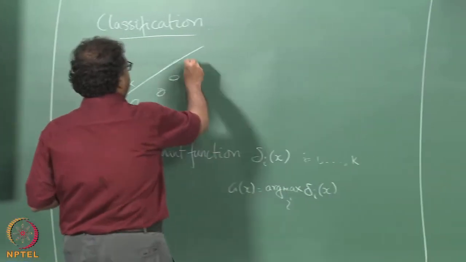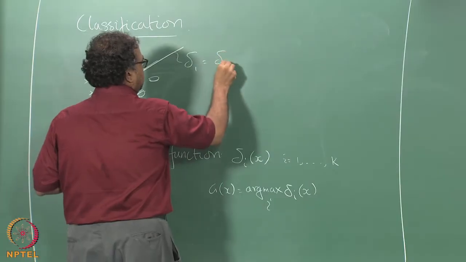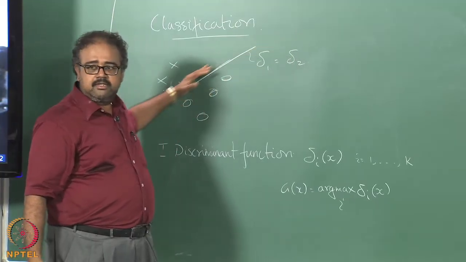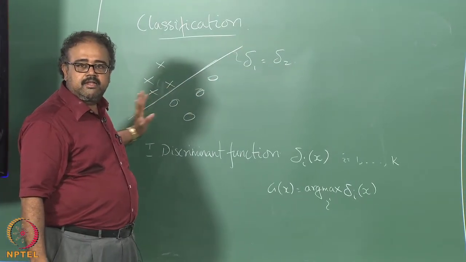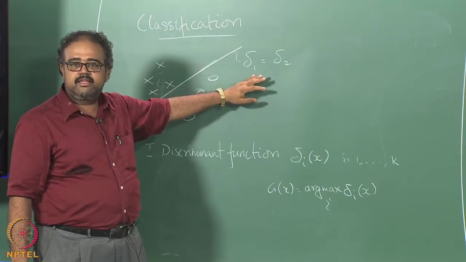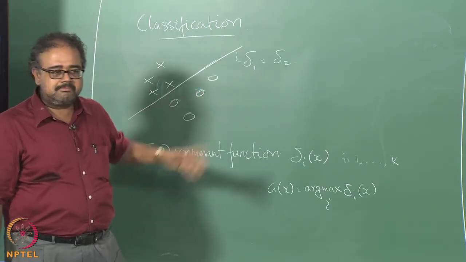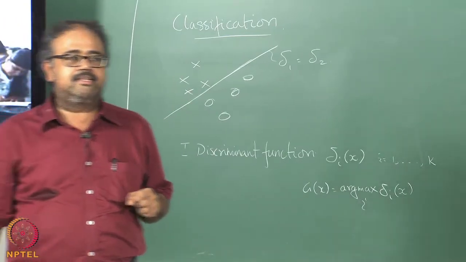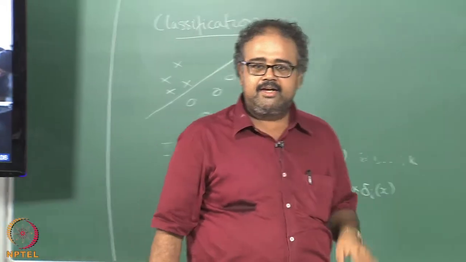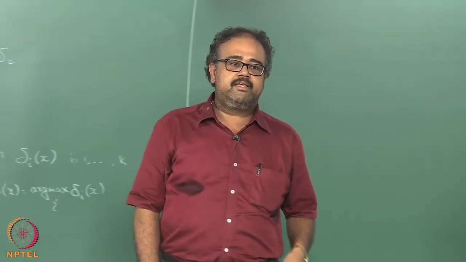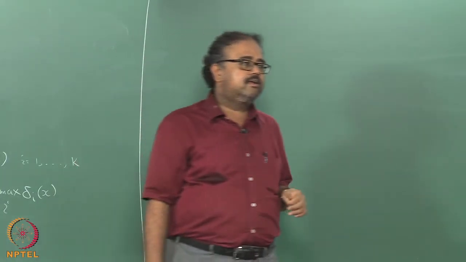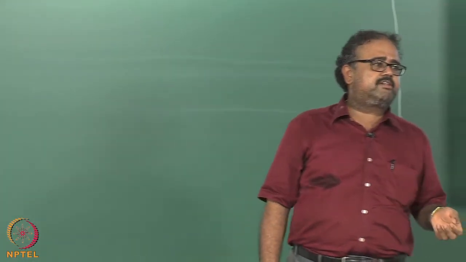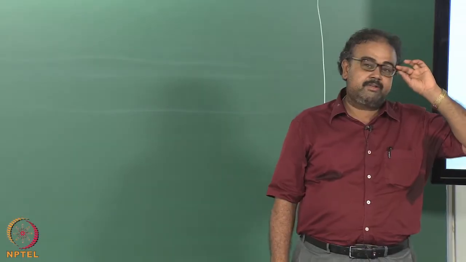So, if I need this to be a linear surface, what condition should delta 1 and delta 2 satisfy? Should they be linear? Not necessarily, but that is a sufficient condition. If they are linear, yes, the surface will be linear. So, what else can they be? They can be non-linear as long as I have some kind of a monotone transformation of them which will become linear. We will see examples of this.